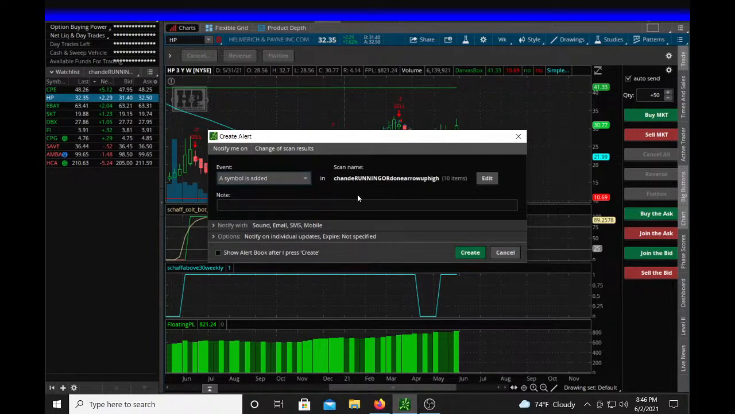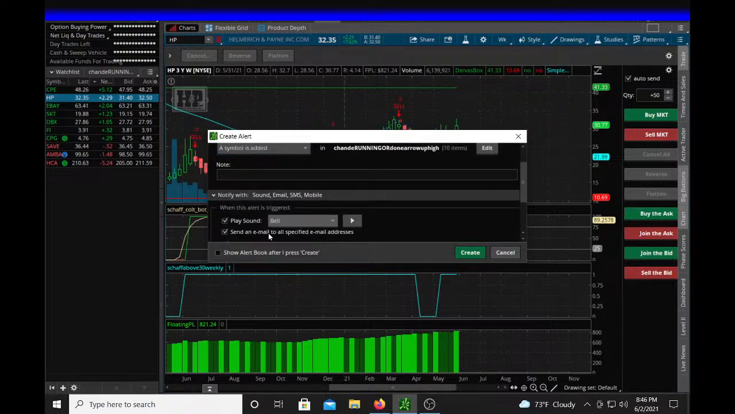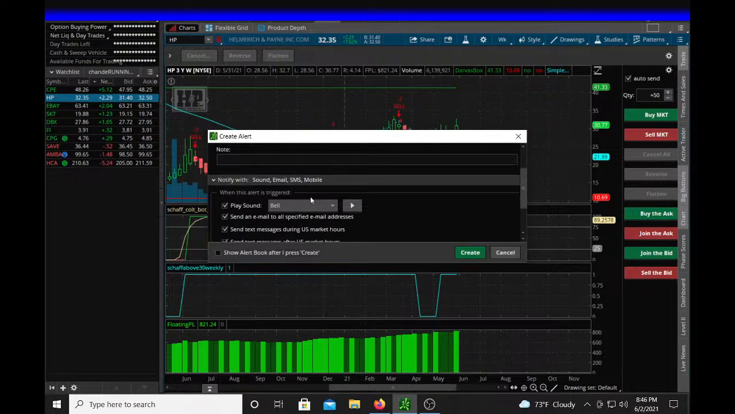All right? And it says, what, 10 items? All right? And you can say notify me with. All right. Now you can go play a bell sound, email, SMS, mobile. All right. So send an email to all specified email addresses. Now that's going to be what you specified in your setup. So you'll go up to your gear setup icon and you'll have to set that up in your application settings.